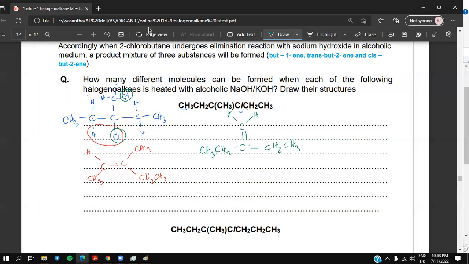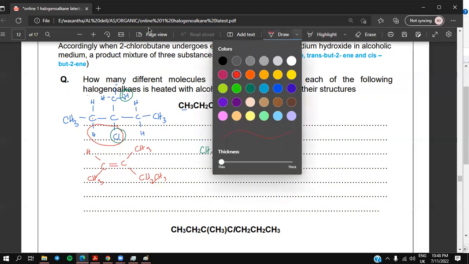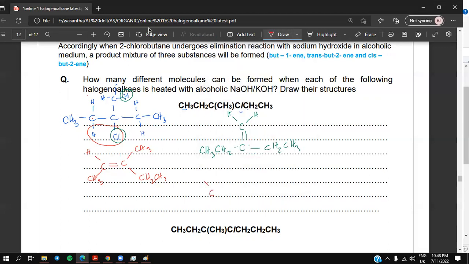For this compound, I can draw its geometrical isomer: carbon, hydrogen, CH3, double bond, CH3 is over here, CH2, CH3. Three compounds are formed. 1, 2, 3.